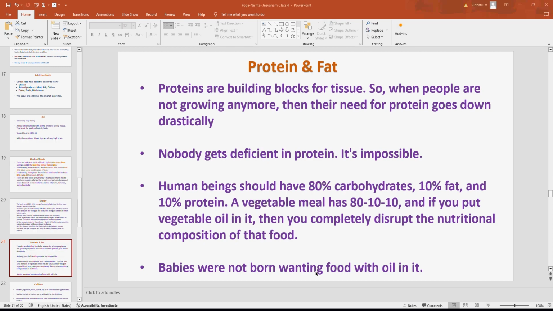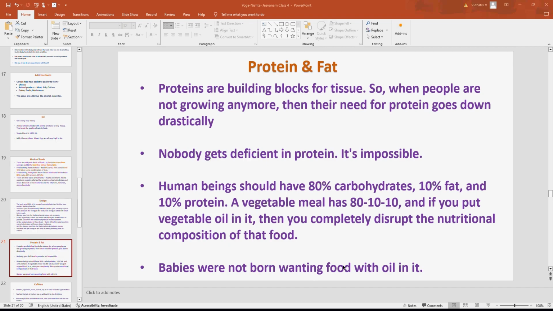So we were not born wanting all of these things like onion, garlic and the spices and all that. We just got used to them. Just like somebody gets used to smoking cigarettes or drinking alcohol or eating meat. So that is how we've got used to it.